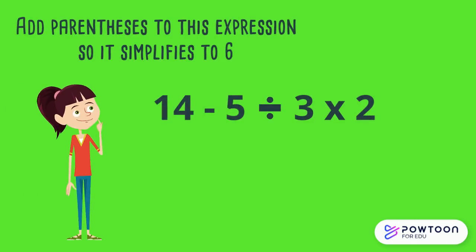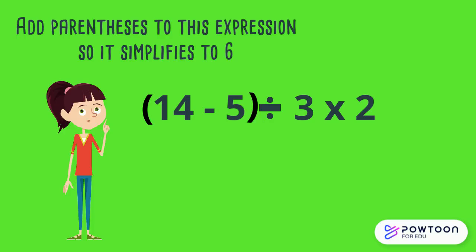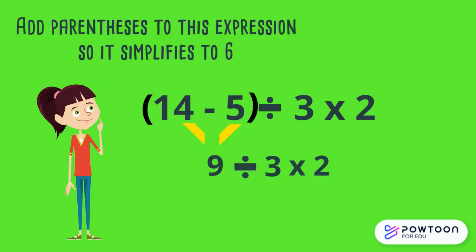This one's a bit trickier. Where can I put parentheses in this expression so it simplifies to 6? If you're thinking around the 14 and the 5, you're right, because I would do parentheses first, which is 9, then divide by 3, which is 3, then multiply by 2, which is 6.